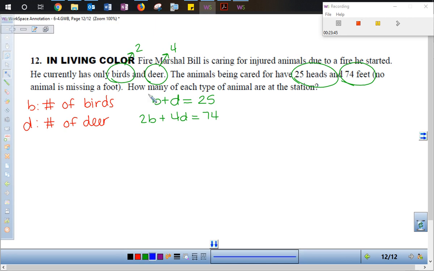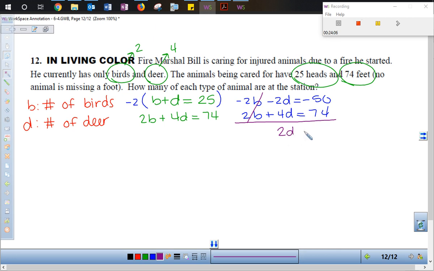Now I can solve this system of equations by multiplying my top equation by -2. So -2b minus 2d equals -50, and bringing my bottom equation straight over. I'll add them together and my birds will cancel out, leaving me with 2d. And -50 plus 74 is 24, so that means D equals 12.